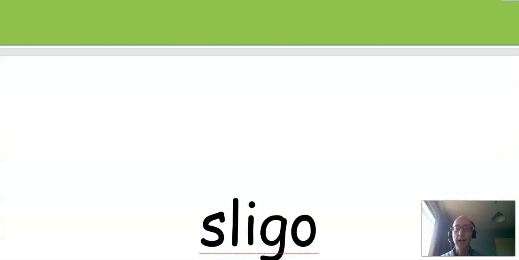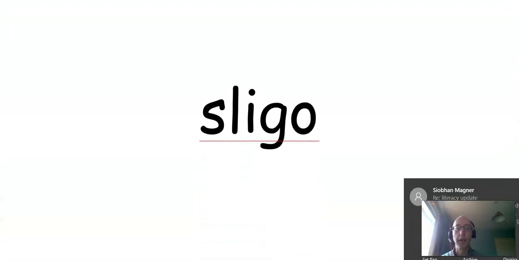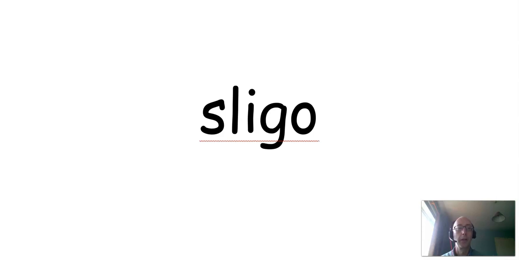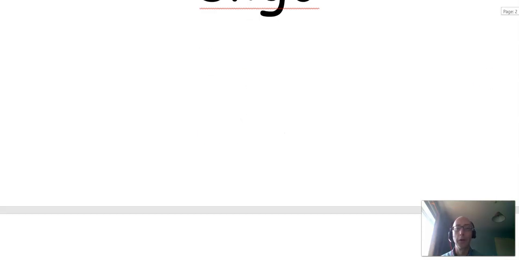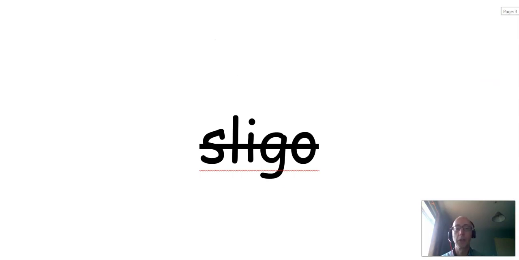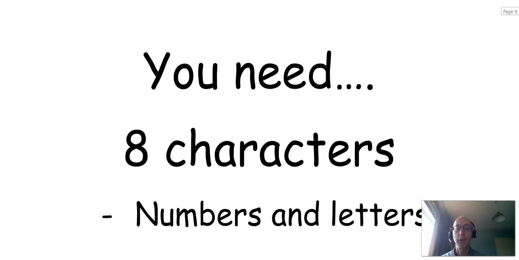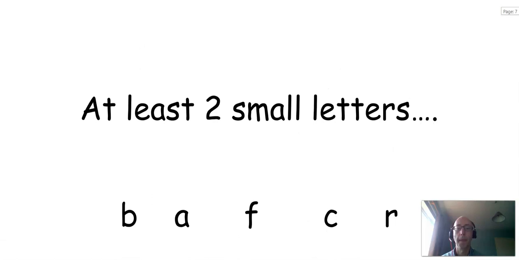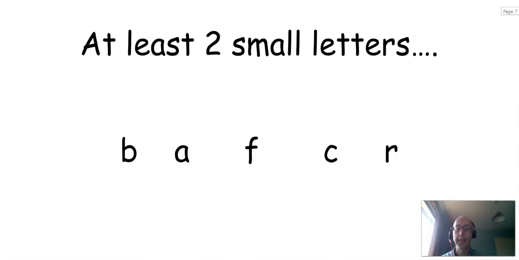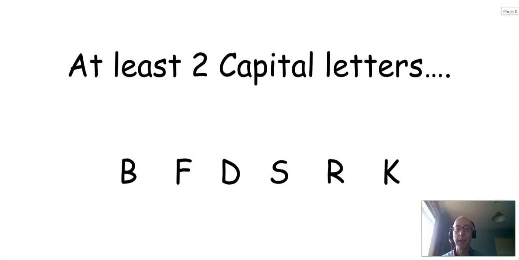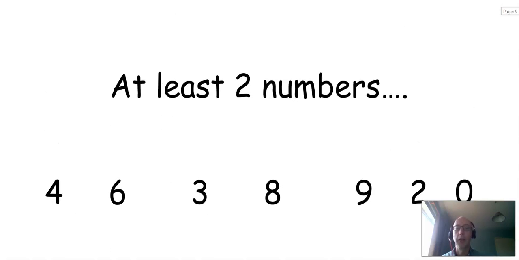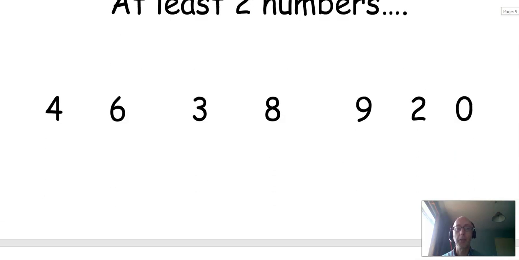So let's look at how to make a password. We cannot use small words like Sligo, so that's not possible. It's too small and it's too common. Everybody uses this. We cannot use 1111. That's not possible. We have to use 8 characters. So characters are numbers or letters. So we need 2 small letters at least, maybe 3, 2 capital letters or maybe 3, and 2 numbers.